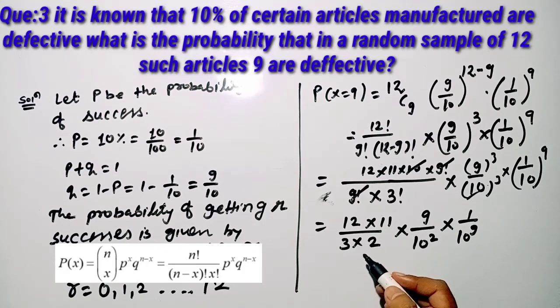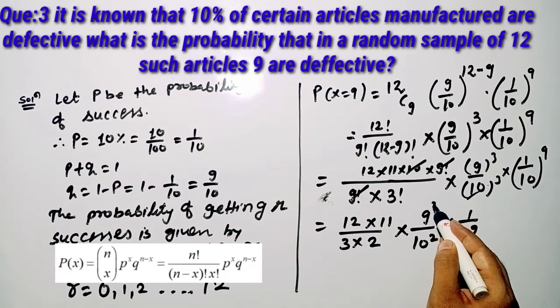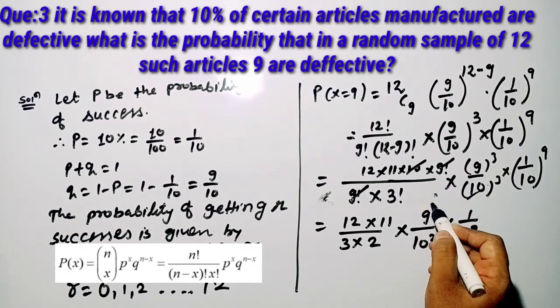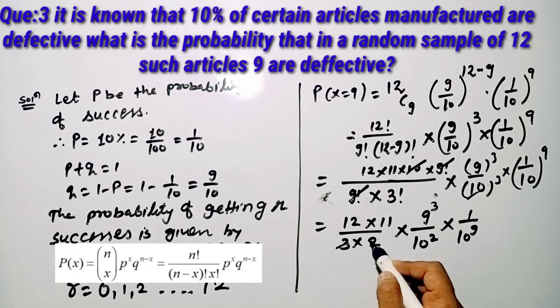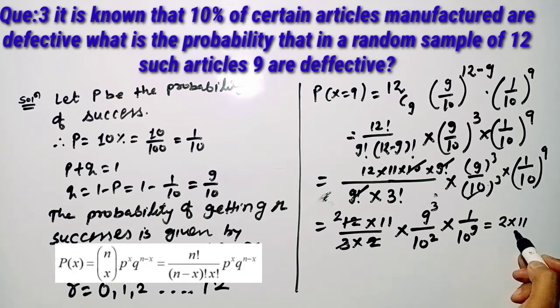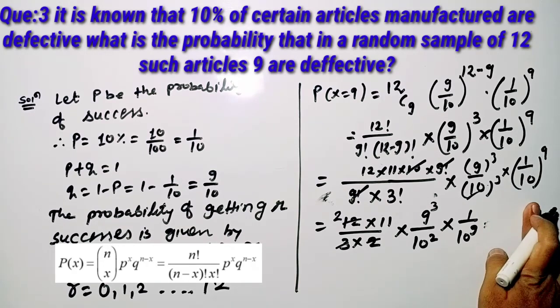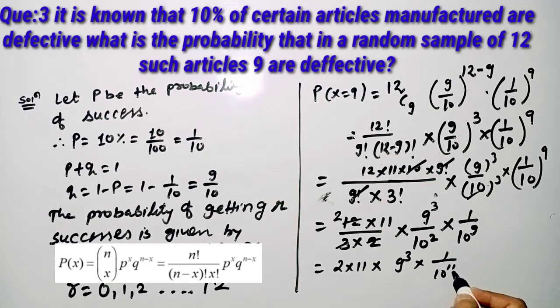Okay students, so here you can see that by simplifying these things, 12 will be cancelled by 6 in the denominator, 3 into 2, so 3 by 3 into 2, there will be 2 over here, so 2 into 11 means 22. So let us write it in a simple way. So we are getting 2 into 11 into 9 to the power 3, in the denominator 10 to the power 11. So finally we are getting 22 into 9 to the power 3 divided by 10 to the power 11.